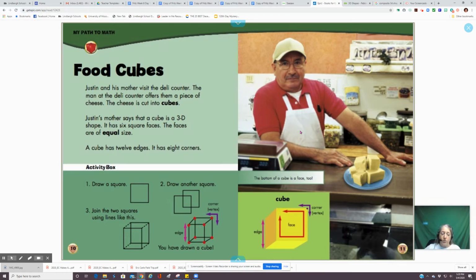It has 8 corners. So this is another way to draw a cube. We did one on Seesaw the other day, but this is another way to do it. Number 1, draw a square. Number 2, draw another square, but do you see how he has drawn it just a little bit off so it's not right on top? Number 3 says, join the 2 squares using lines like this. So they put those little dotted lines in there so it looks like you can see inside. And then it says you have drawn a cube, and it has edges and corners, or vertex or vertices, and then also some bases.